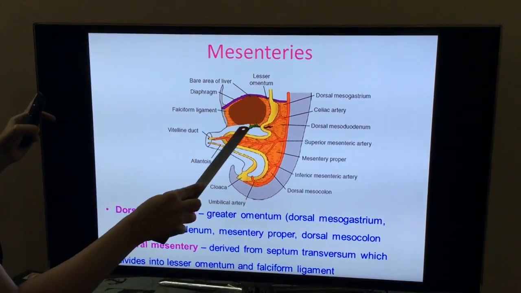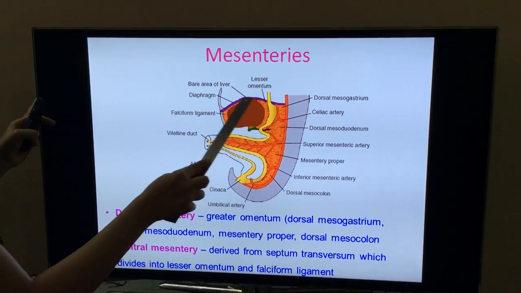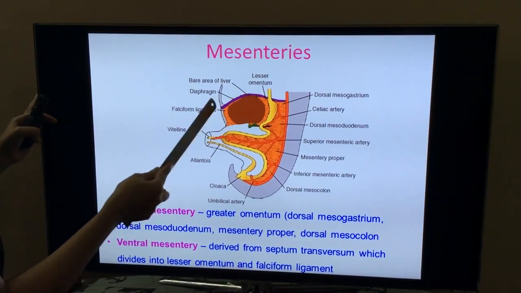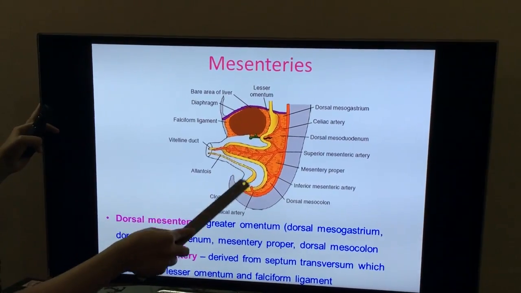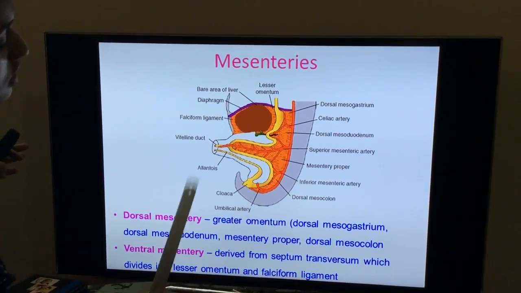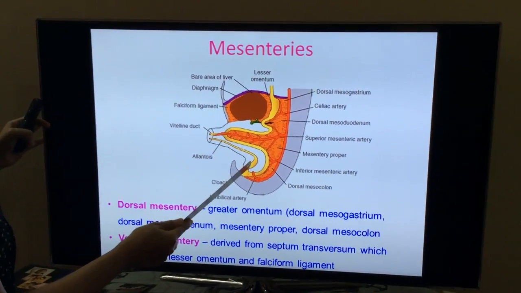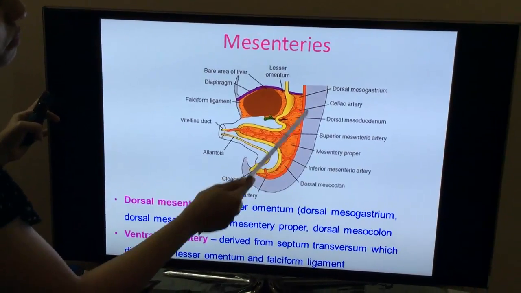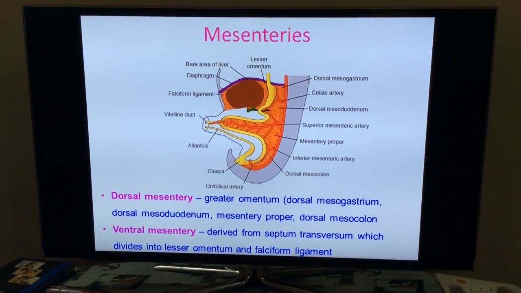Part of the mesoderm proliferates from the septum transversum and forms the ventral mesentery, suspending the foregut ventrally. But the midgut and hindgut don't have that. They have only the dorsal mesentery, which attaches to the midgut and hindgut, and the other part attaches to the dorsal body wall, or the posterior abdominal wall.